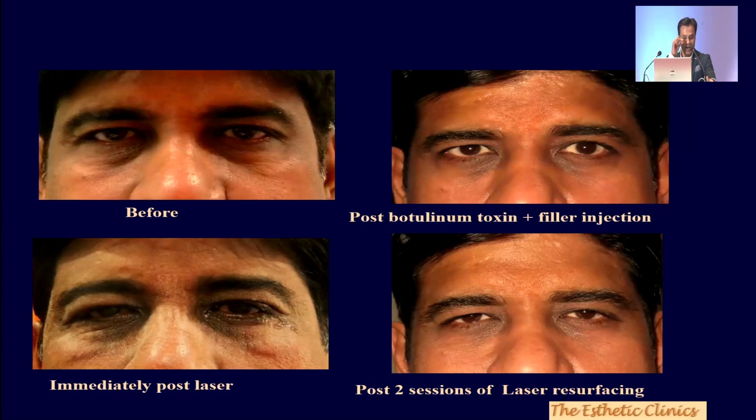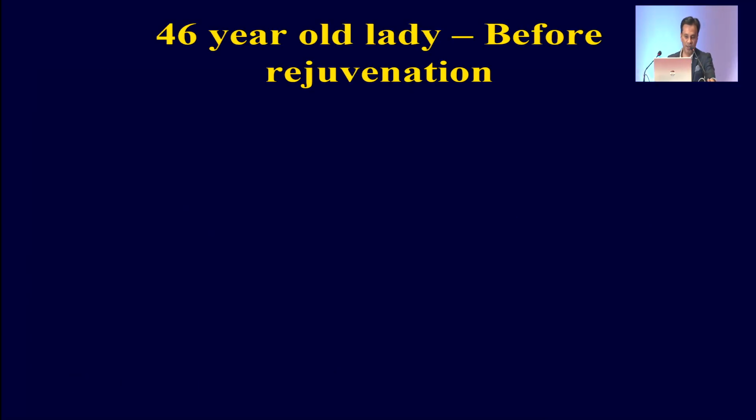So this patient, crepey skin, very deep hollows all over, just like Dr. Kasturi had shown in the under eye area. So using Botox and fillers first, then using the carbon dioxide laser to decrease the crepiness of the skin and tighten the skin, that's the combination therapy which would lead to better results.